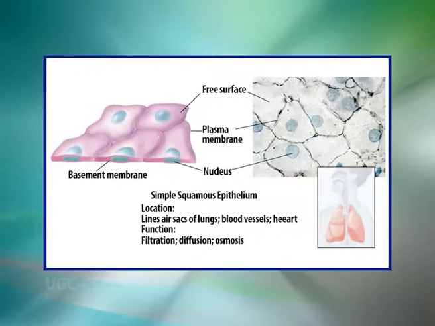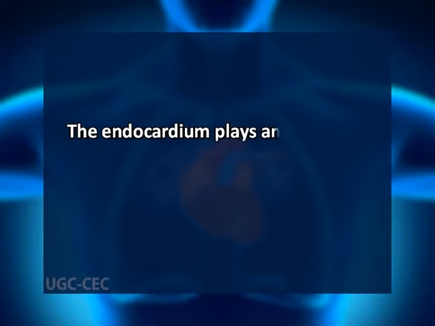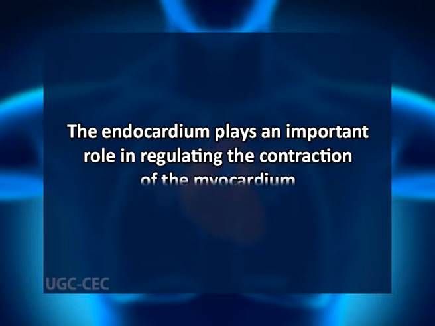The innermost layer of the heart, called as endocardium, is made up of a lining of simple squamous epithelium and covers heart chambers and valves. It is continuous with the endothelium of the veins and arteries of the heart. The endocardium, by secreting endothelins, may also play a role in regulating the contraction of the myocardium.